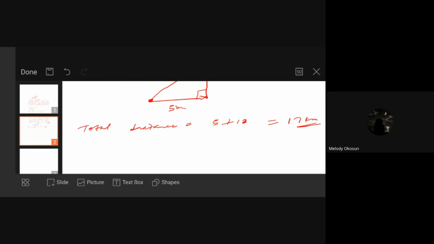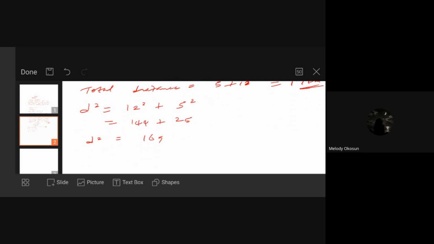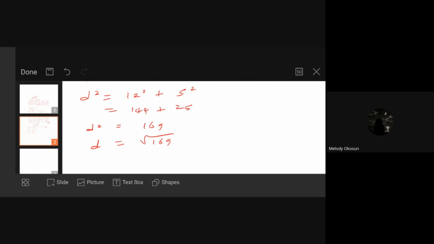So it means that clearly I'm going to find my displacement. d square is equal to 12 square plus 5 square. And that gives me 144 plus 25. And 144 plus 25 is going to give me 169. So my d square is 169. Therefore, my d alone becomes the square root of 169. And that gives me 13 kilometers.